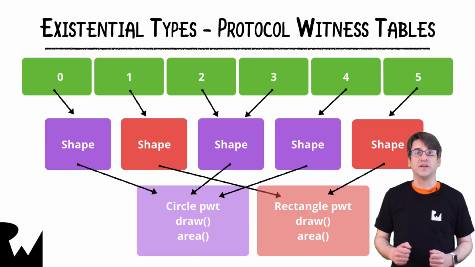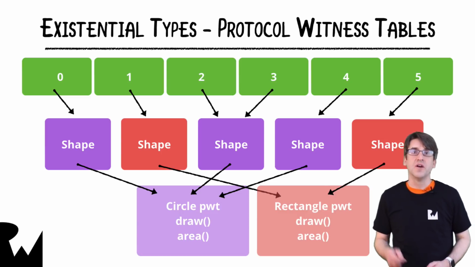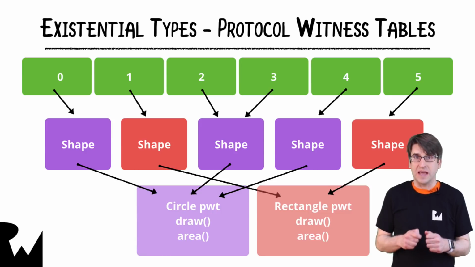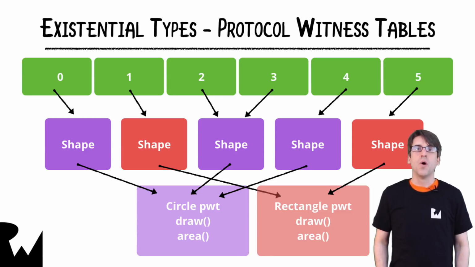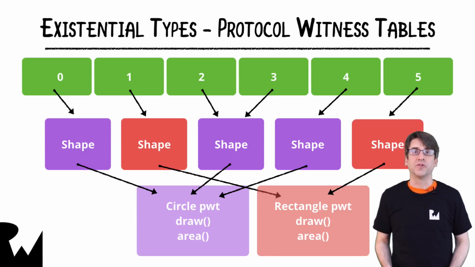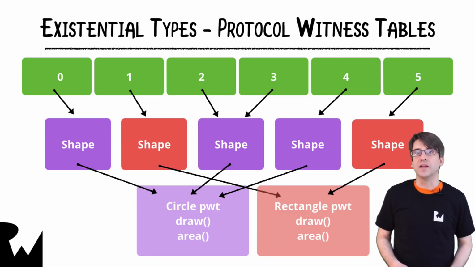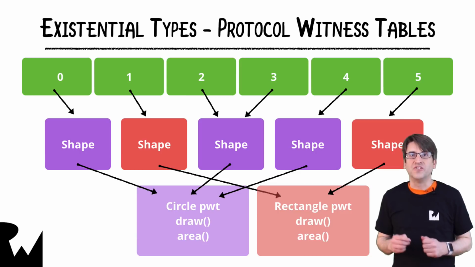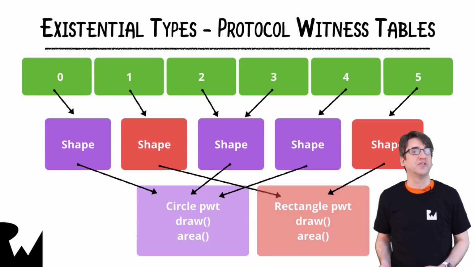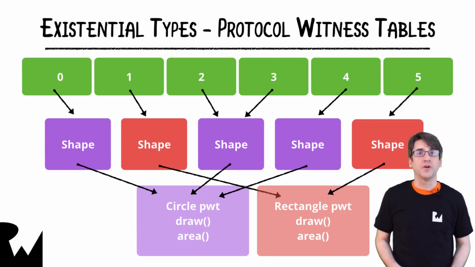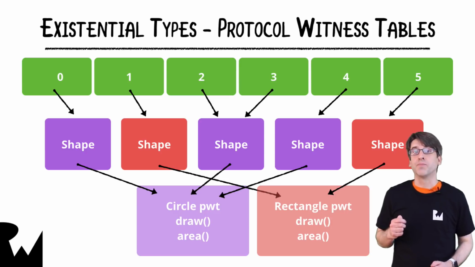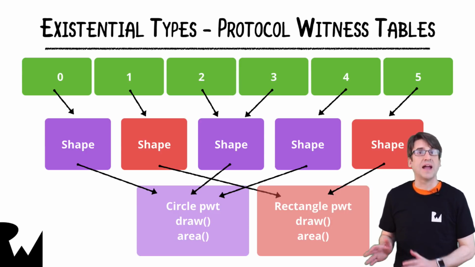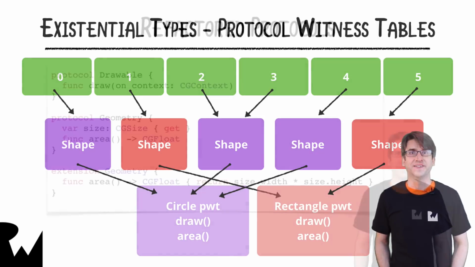Each existential container type has three things. First, a small value buffer that contains either the actual value of the model or a pointer if it's bigger than three words. Second, a value witness table, which is a vtable, but it's just for creating, copying, and destroying values. And third, it contains a protocol witness table that acts like a vtable and dispatches the correct method.